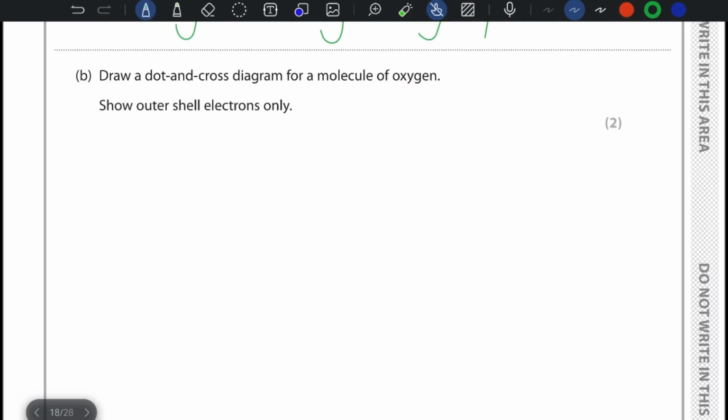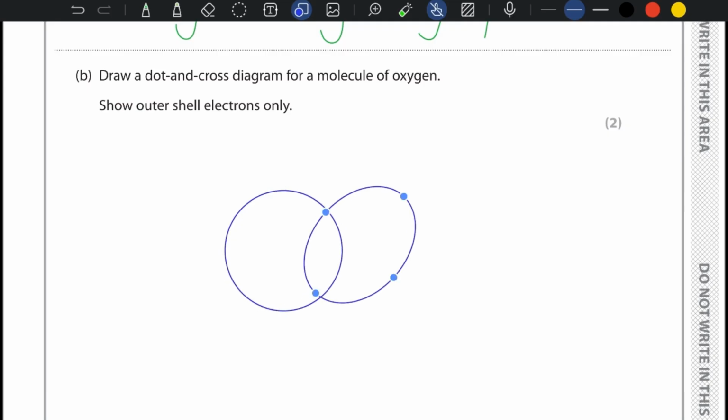Draw a dot and cross diagram for a molecule of oxygen. We can draw it like this. O and O, double bond, and 2 pairs right here, and 2 other pairs right here. Remember to check that each oxygen atom is surrounded by 8 electrons, and 6 electrons for each atom originally.